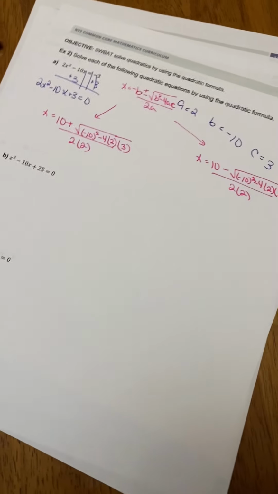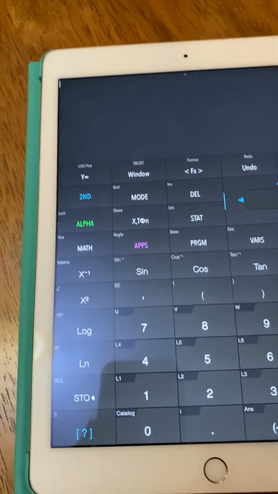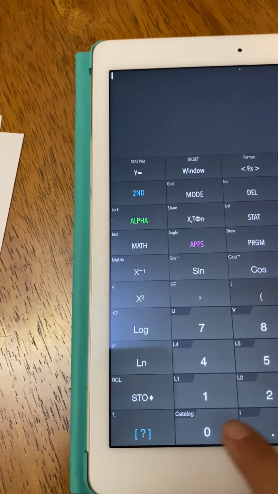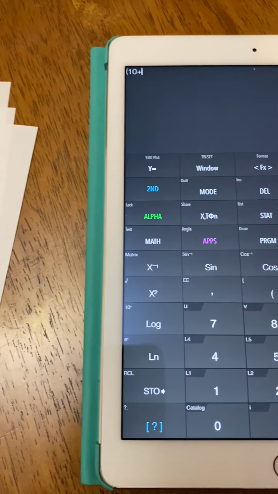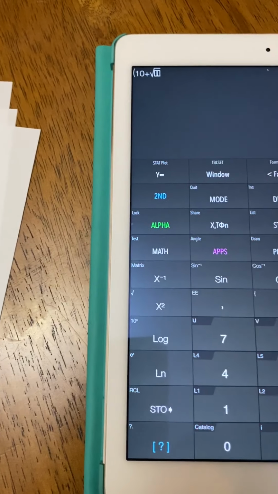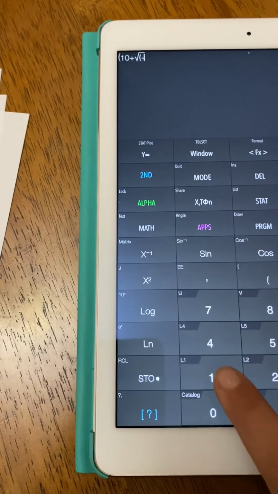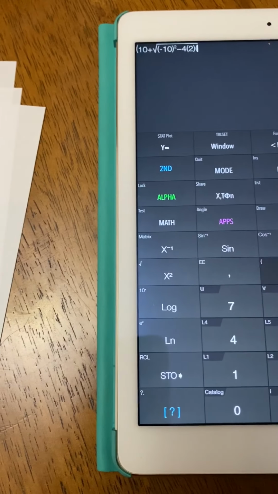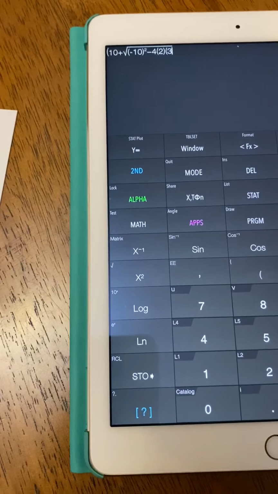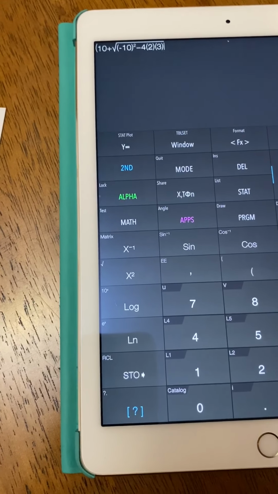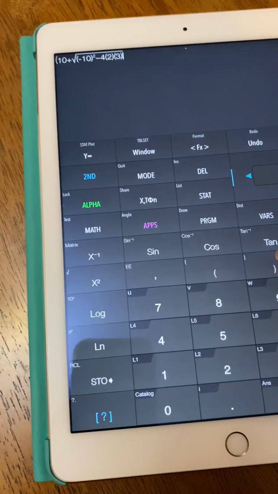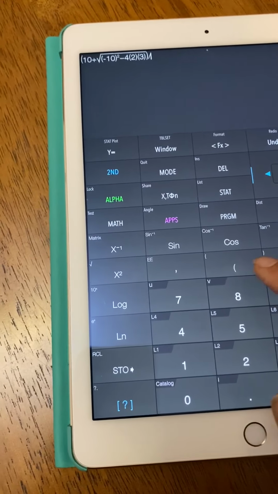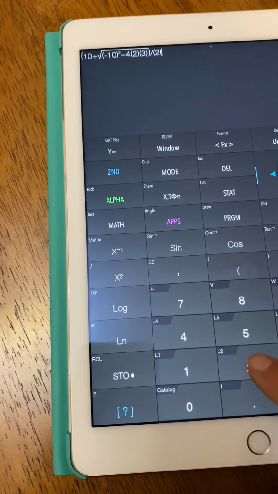Okay, I'm going to type this into the calculator. I'm going to clear out whatever I have in here. So I'm going to have parentheses 10 plus square root B squared minus 4AC. Get out of the square root first, and then I can close the square root divided by 2 times 2.